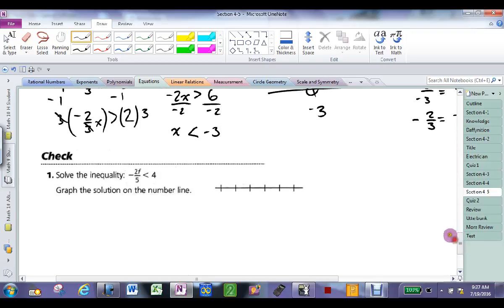Okay. Solve. Go. Looks slightly different. Doesn't change any rules.